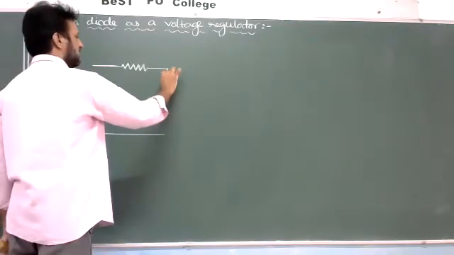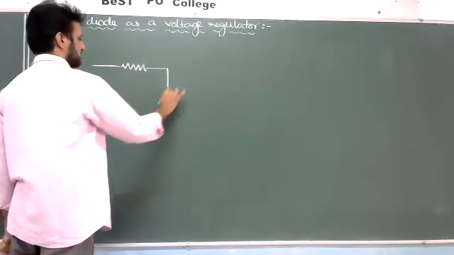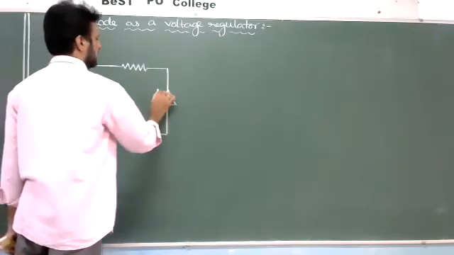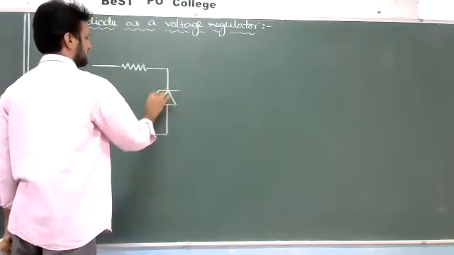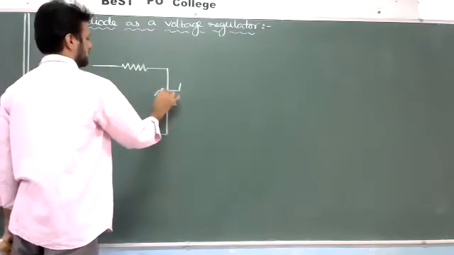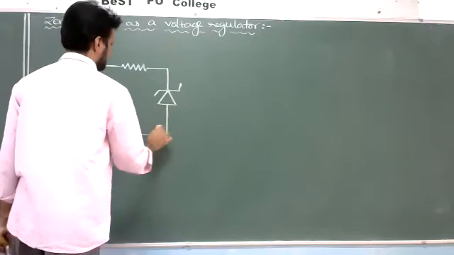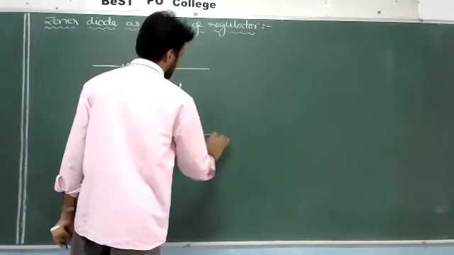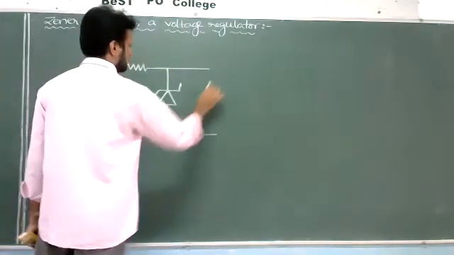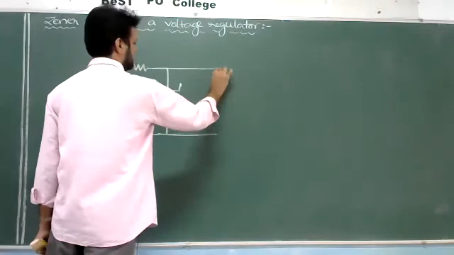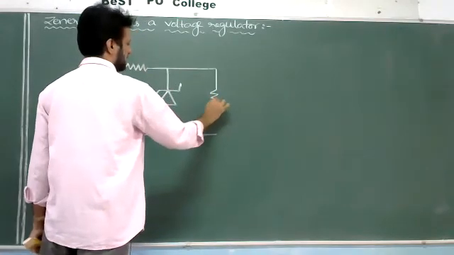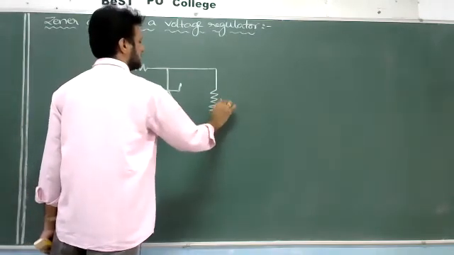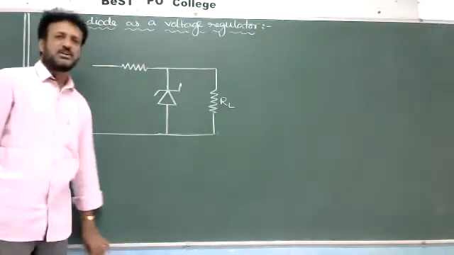Here the Zener diode will be connected. So this will be the Zener diode. And across the Zener diode there will be a load resistance RL. So this will be a parallel connection, like this. Through the load we can always take the output value. So this will be the load resistance.